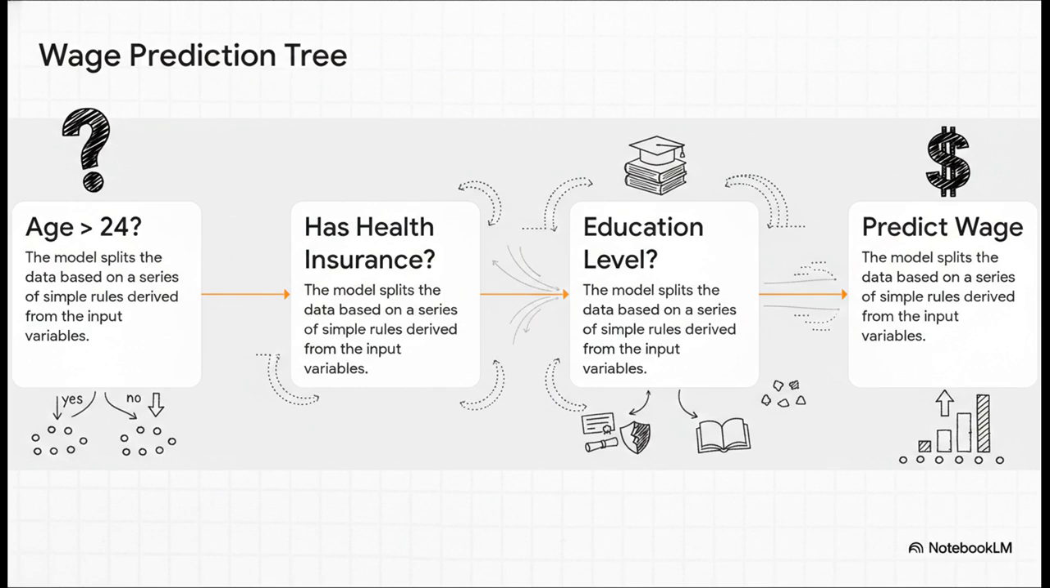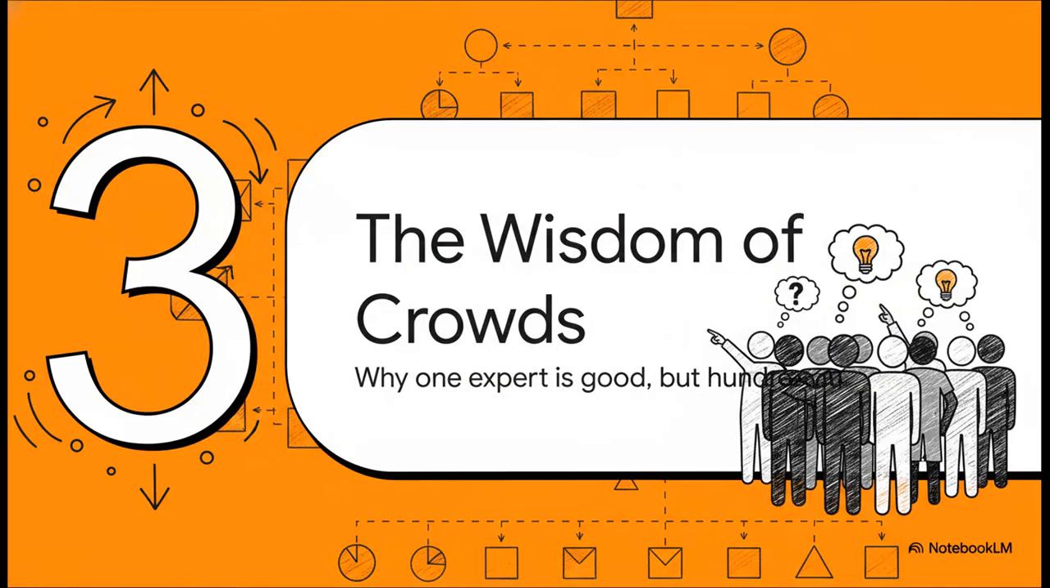That splits the groups again. It just keeps doing this, slicing the data into smaller and smaller groups until it lands in a final little bucket with a specific wage prediction. It's a logic you can actually follow. Now that decision tree is beautifully simple, right? But that simplicity, well, it's also its biggest weakness.